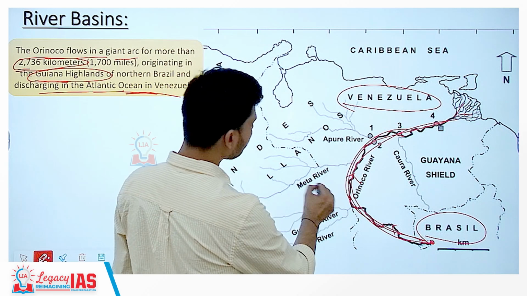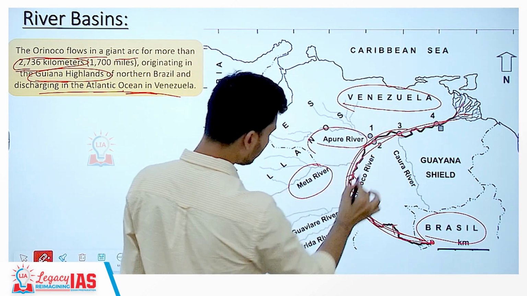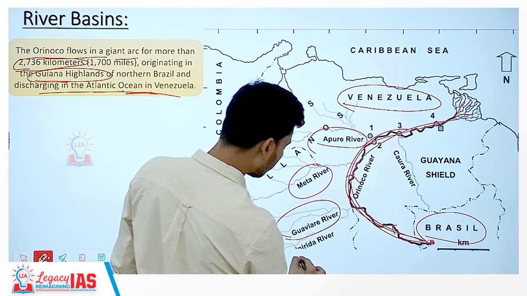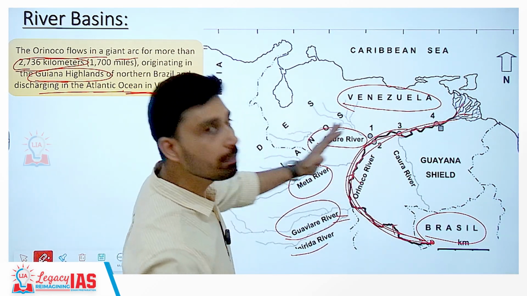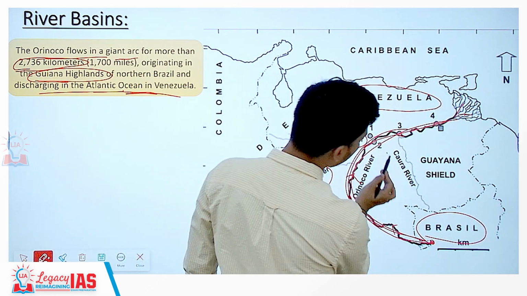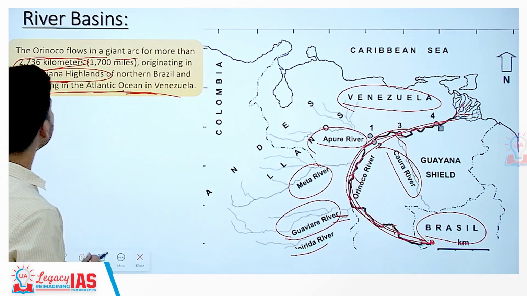It has several tributaries. The Meta river is a major tributary, then we have the Apure river, then the Guaviare river, and these three are the major tributaries on the left bank side. Similarly, you have the Cora river, another important right bank tributary of the river Orinoco.